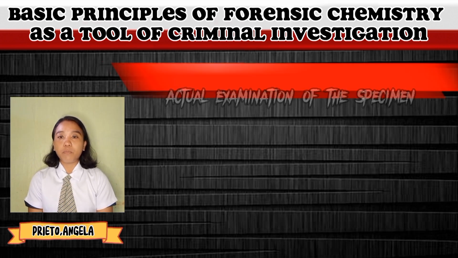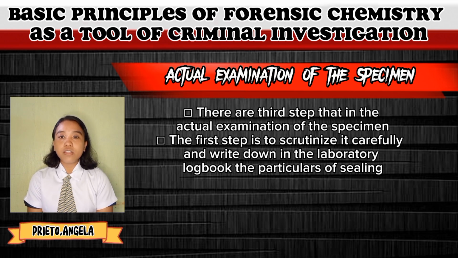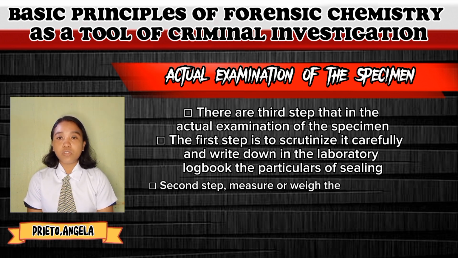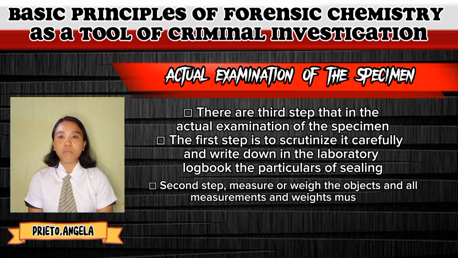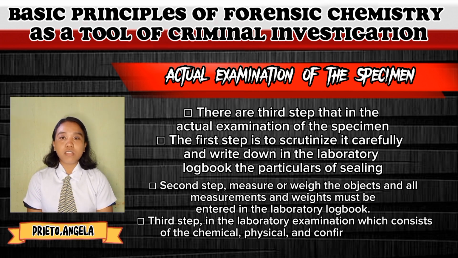The second basic principle is the actual examination of the specimen. There are three steps in the actual examination of the specimen. The first step is to scrutinize it carefully and write down in the laboratory logbook the particulars of sealing. Second step, measure or weigh the objects, and all measurements and weights must be entered in the laboratory logbook. Third step, the laboratory examination, which consists of chemical, physical, and confirmatory tests.